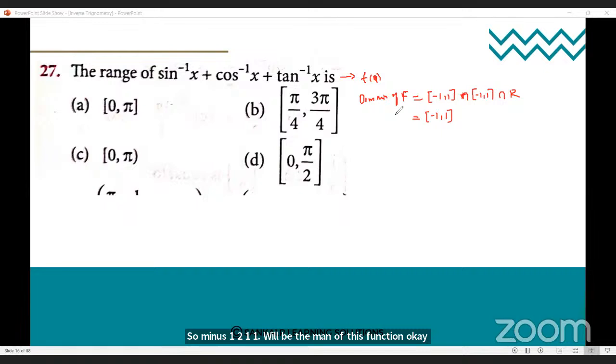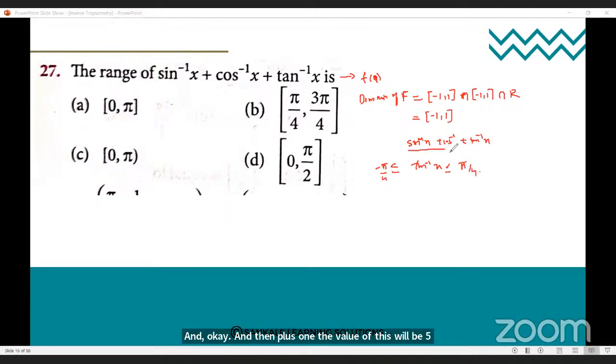So once we obtain the domain, next we are trying to simplify and obtain the range. To obtain the range, pay attention for one minute. In this function, sine inverse x plus cos inverse x plus tan inverse x, see the tan inverse function: at minus 1 it will be minus pi by 4, and at plus 1 the value will be pi by 4.